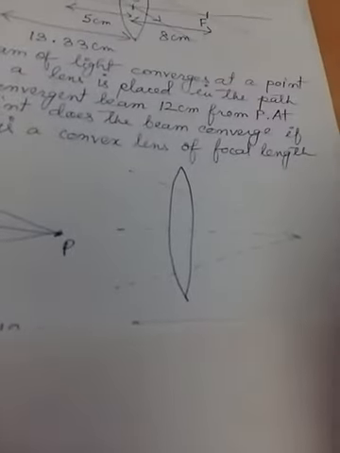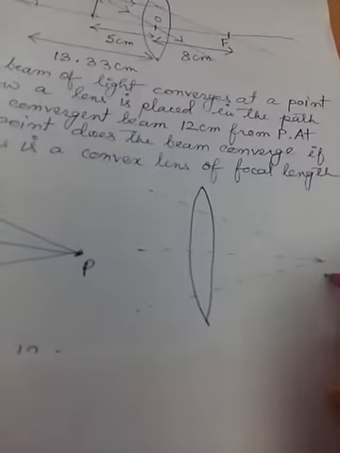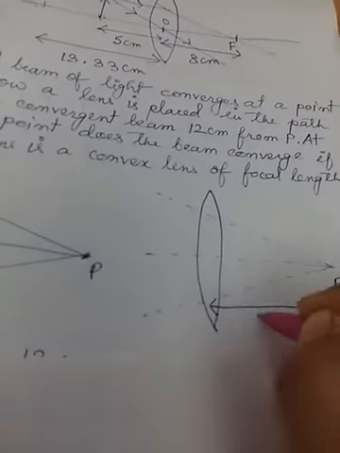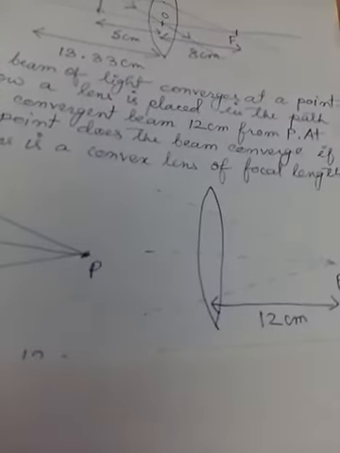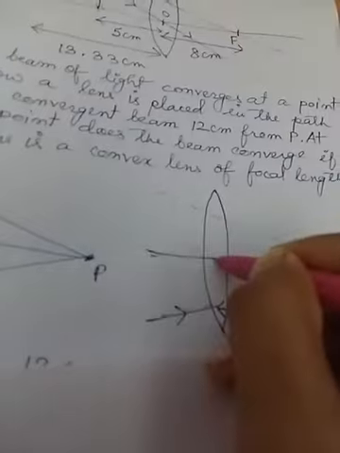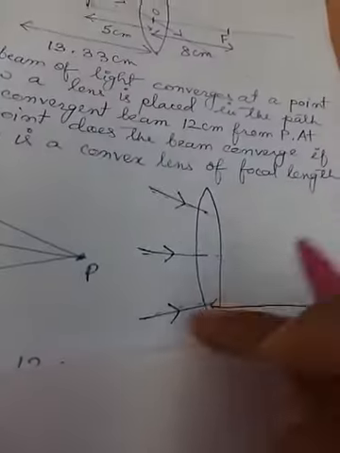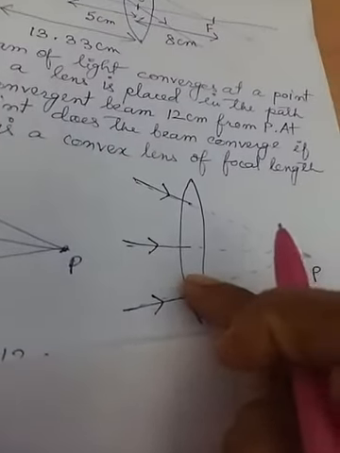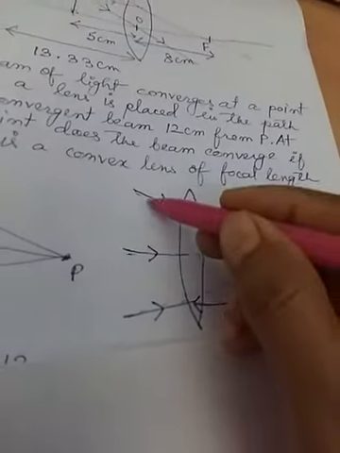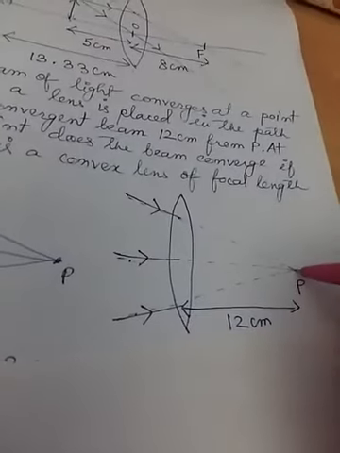Since we place one convex lens, that particular lens is at a distance of 12 cm from the point P. So these are the rays. If this particular lens is absent, then they will converge at the point P. So it means these convergent rays converge at the point P.